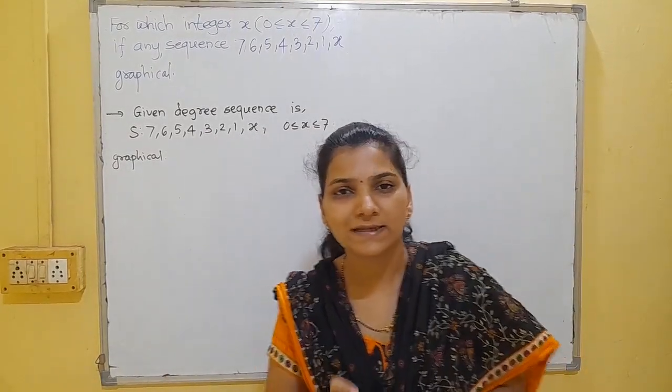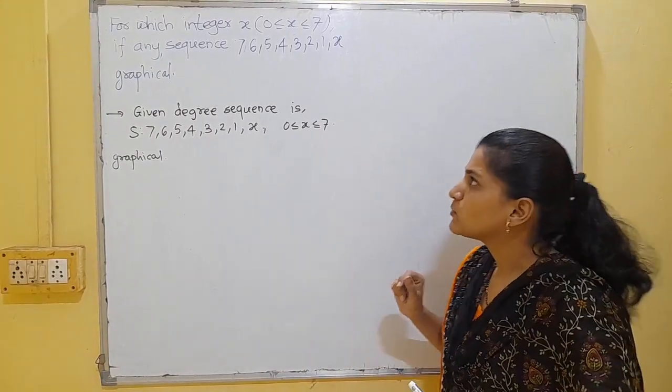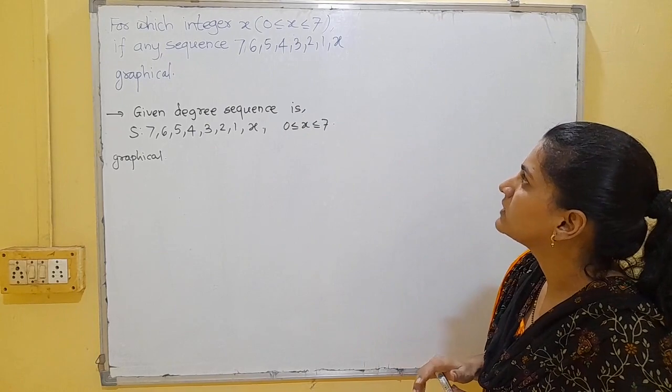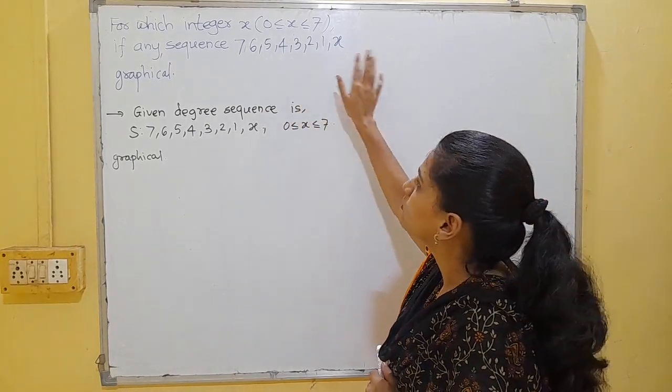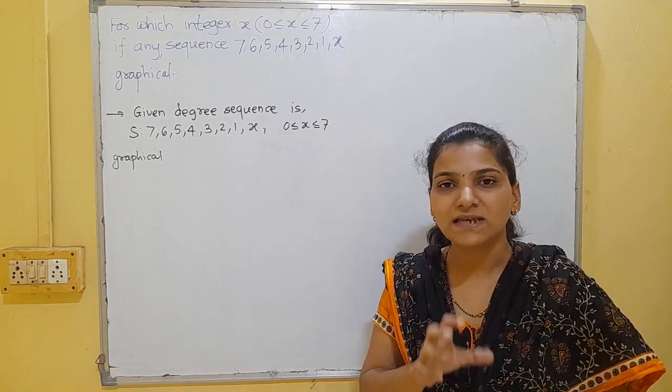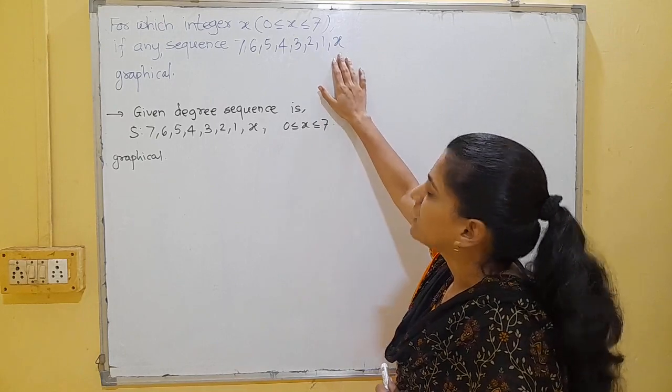Students, we are discussing examples from practical number 2. Here is another example: for which integer x, 0 ≤ x ≤ 7, is the sequence 7, 6, 5, 4, 3, 2, 1, x graphical? That means they have given a degree sequence which is graphical and we want to find the value of x.